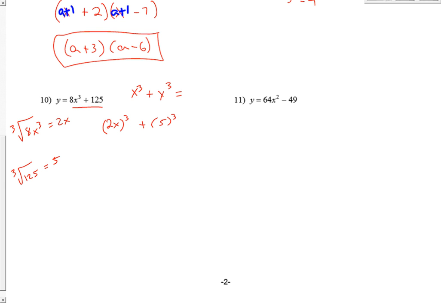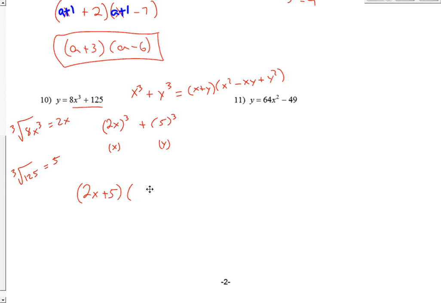And the factoring for x cubed plus y cubed is x plus y times x squared minus x times y plus the y squared. And my 2x right here acts as my x value that's going into the formula, and my 5 is the y value going into the formula. So I'm just replacing all the x's and y's with x and 5. I'm sorry, 2x and 5. So I get 2x plus 5.